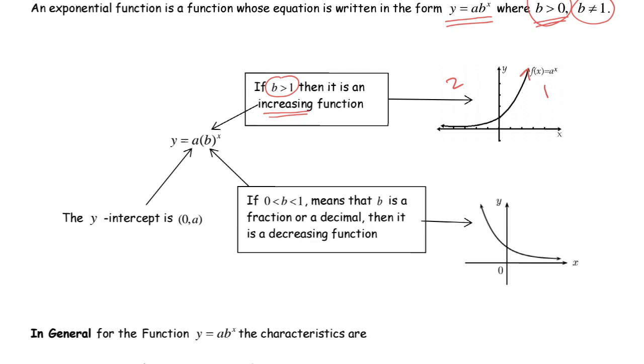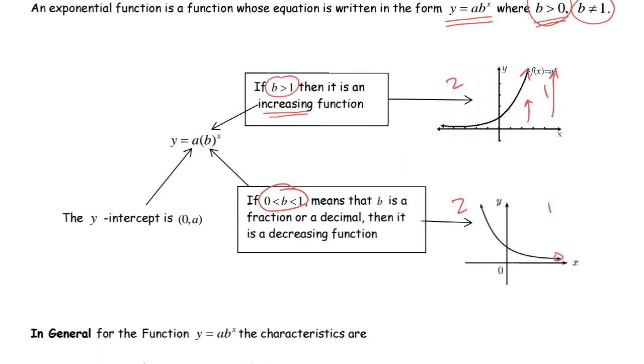It's an increasing function. However, if the b value is between 0 and 1, still positive but some sort of small fractional or decimal base, then we get a decreasing function. Again, we're still going from quadrant 2 to quadrant 1, but this time we're dropping down, getting closer and closer to the x-axis. Whereas up here, we're getting further and further away from the x-axis.